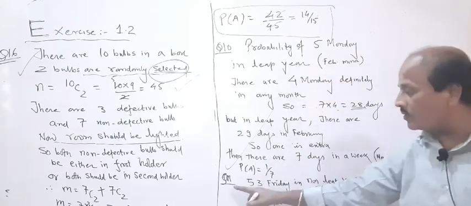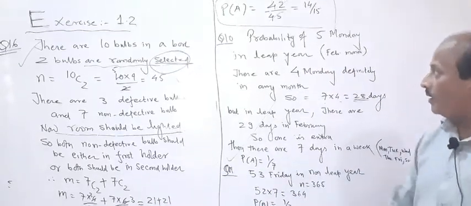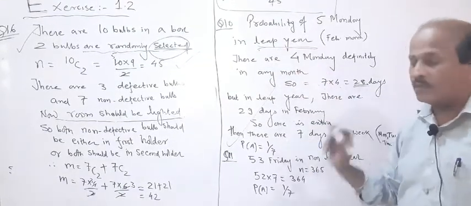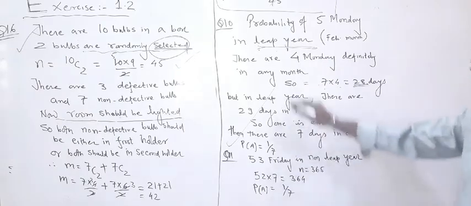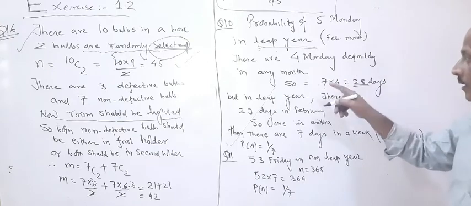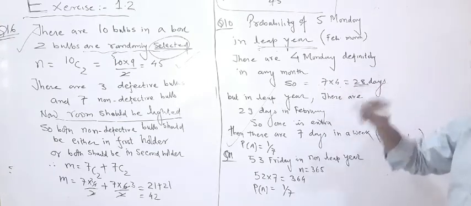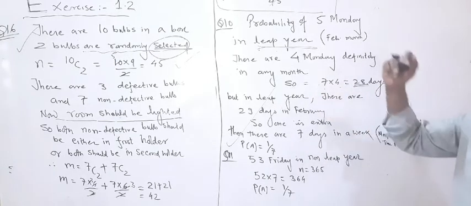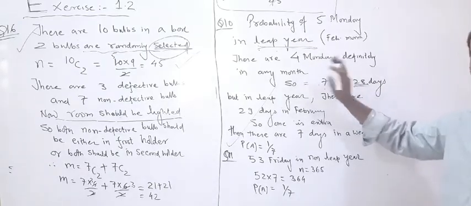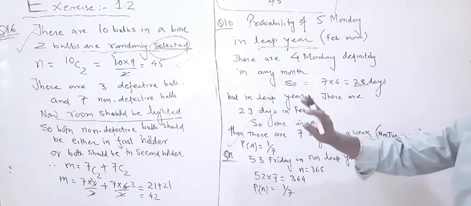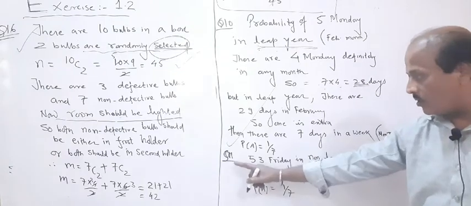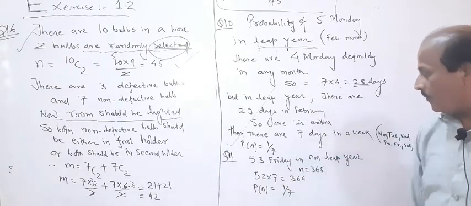The same type of question is question number 11. Read the question carefully. If it is a leap year, then only you will get the answer 1 by 7. Now if leap year is not given, then the total number of days in February is only 28. Then there is no question of a 5th Monday. Your answer will be, there are only 4 Mondays, and a 5th Monday is not possible. So this question can be changed in that way. Now the last question of this session is question number 11.